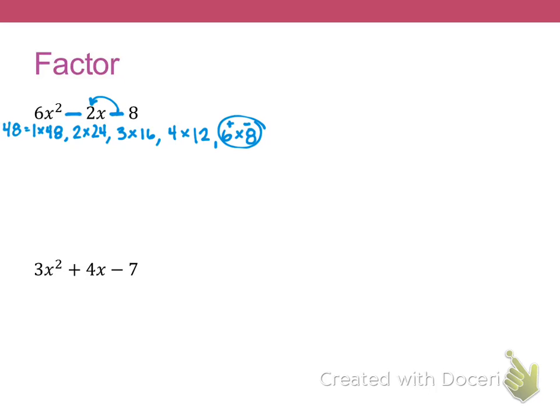So now let's write our terms. 6x squared plus 6x minus 8x minus 8. Group it together.